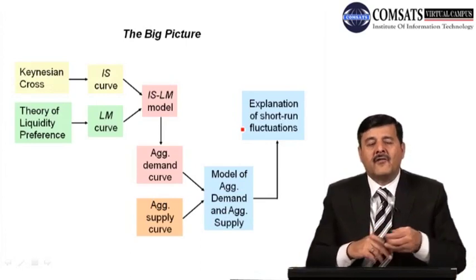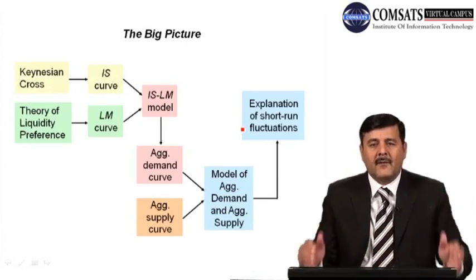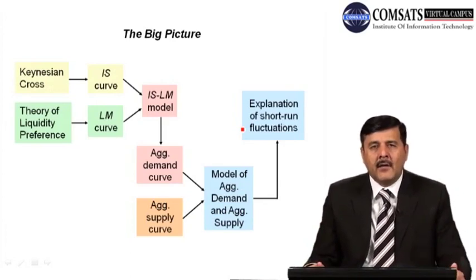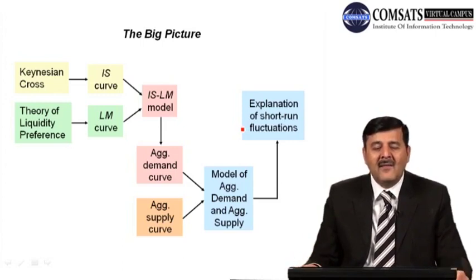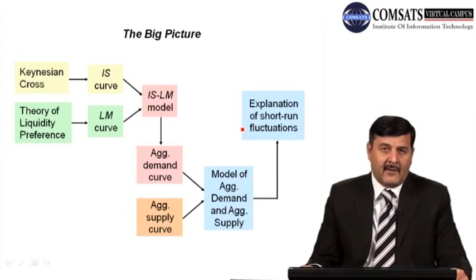Now if you look at the big picture, what we have learned so far: in the previous lecture we learned about the Keynesian cross, and in today's class we are learning the theory of liquidity preference. By using the Keynesian cross we derived the IS curve. By using the theory of liquidity preference we derived the LM curve, right? Now we have combined these two curves, IS and LM, in one model and try to derive the aggregate demand curve, right? Aggregate demand and then the aggregate supply curve come together.